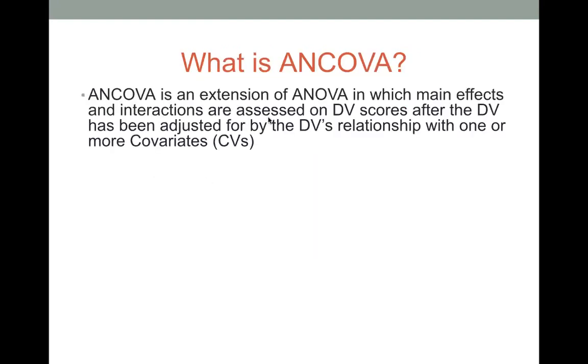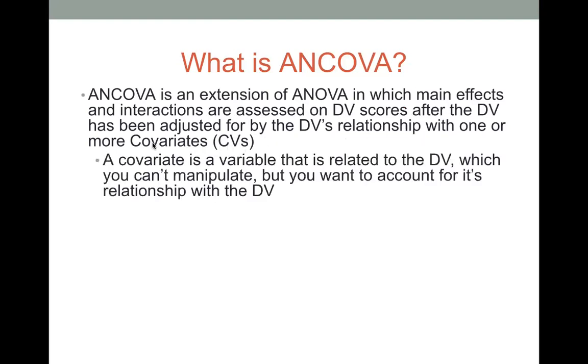What is ANCOVA? ANCOVA is an extension of ANOVA, in which the main effects and interaction are assessed on the DV scores after the DV has been adjusted by the DV's relationship with another covariate. So it is an extension of ANOVA: the main effects and the interaction effect are assessed on the DV scores after the DV has been adjusted by the covariate.